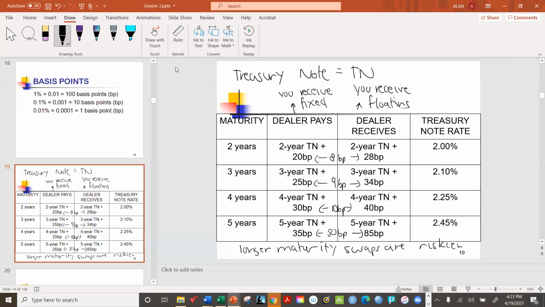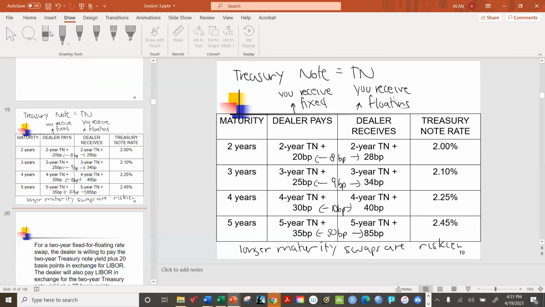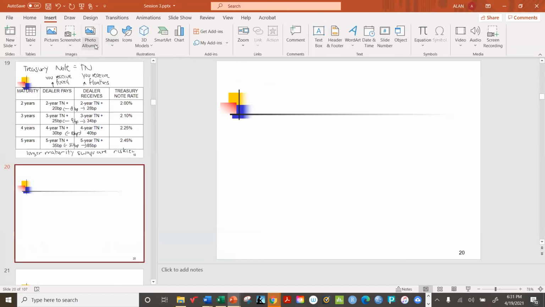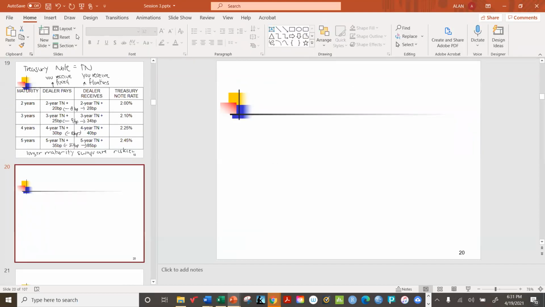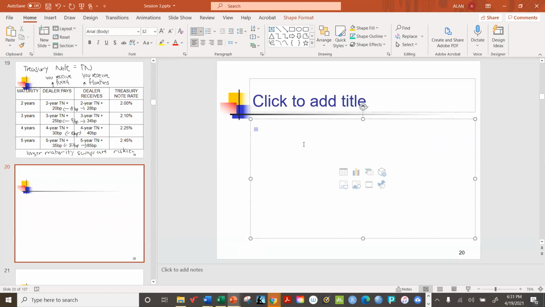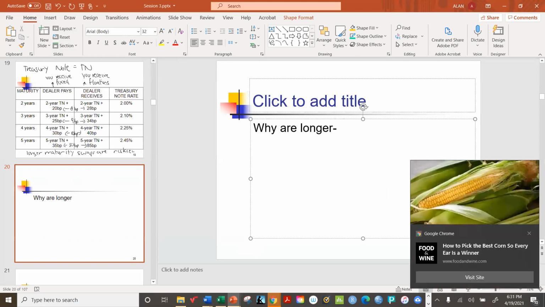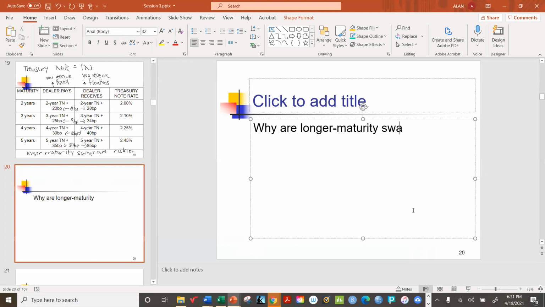So therefore, the dealer needs additional compensation for getting into a longer maturity swap. Why are they riskier, by the way? Well, 2 reasons. Number one, let me get this all set up. Why are longer maturity swaps riskier than shorter maturity swaps?